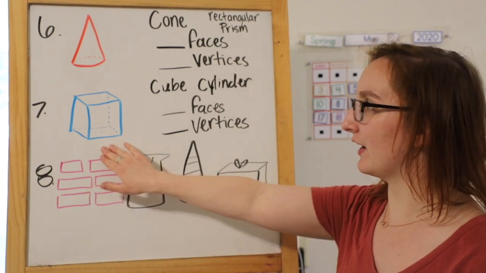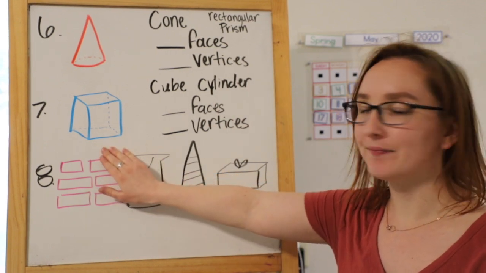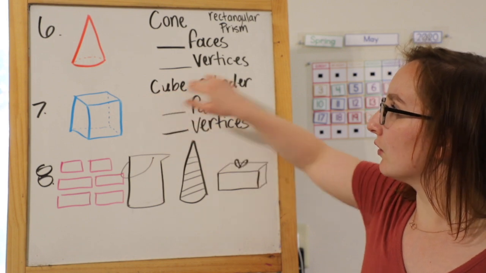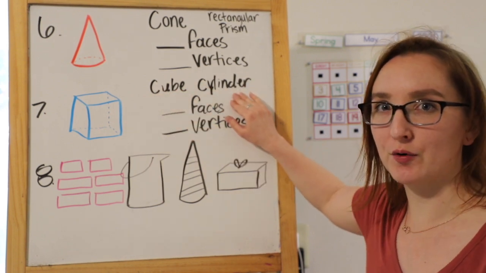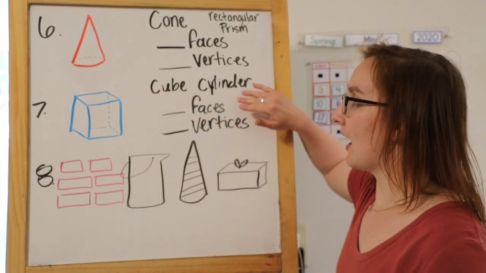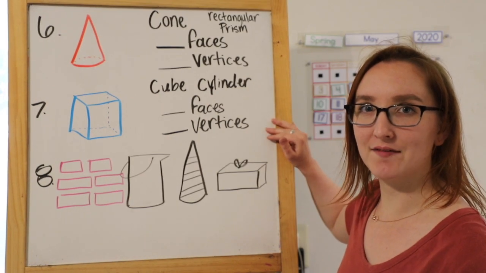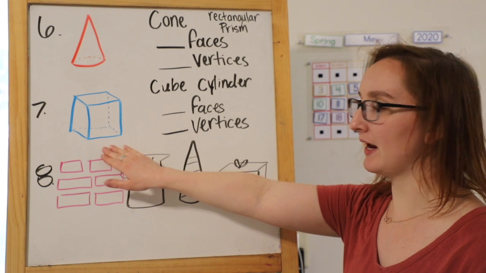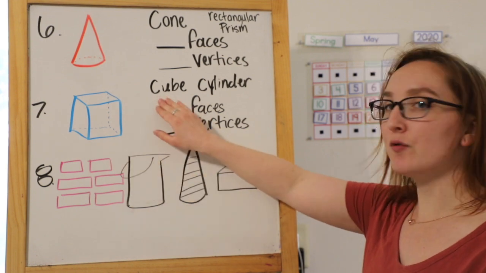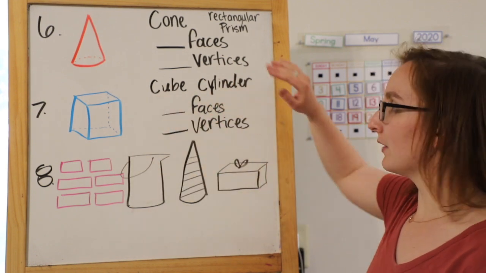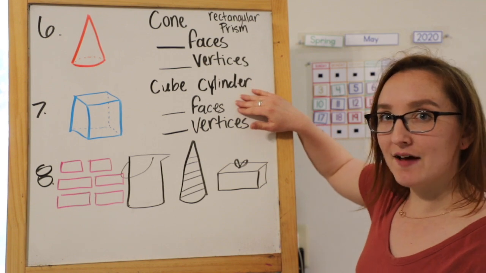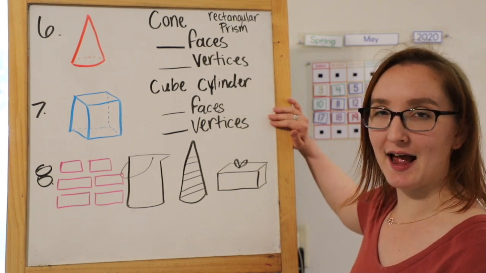Number seven, we're looking at this shape right here. Is it a cube or a cylinder? Circle whichever one it is. How many faces does it have? How many vertices does it have? So look at this shape right here. Is it a cone or a cylinder? How many faces does it have? And how many vertices does it have?